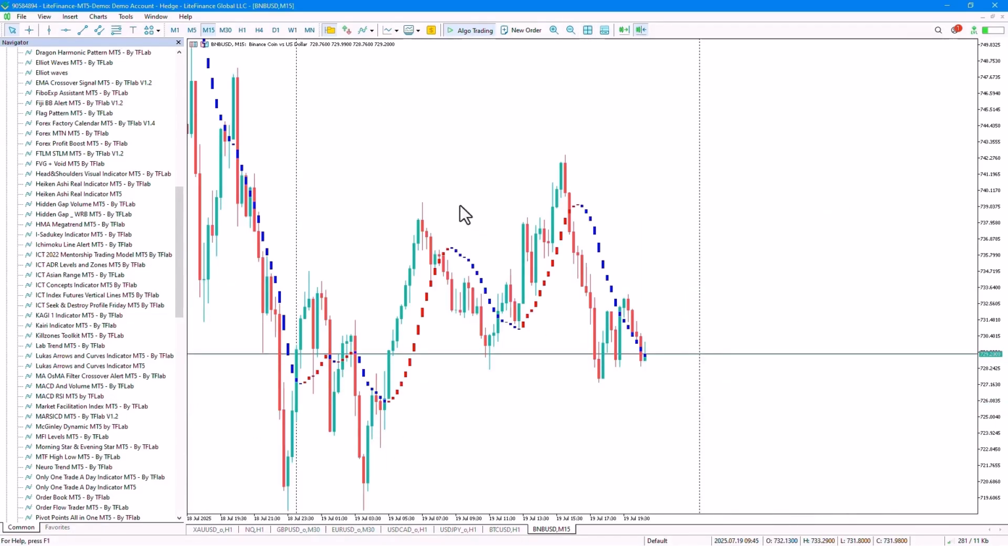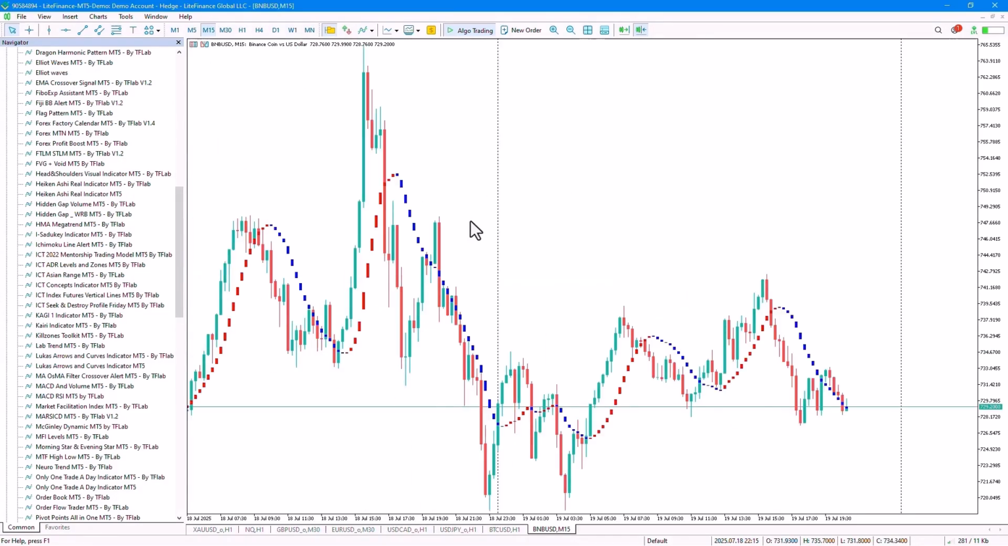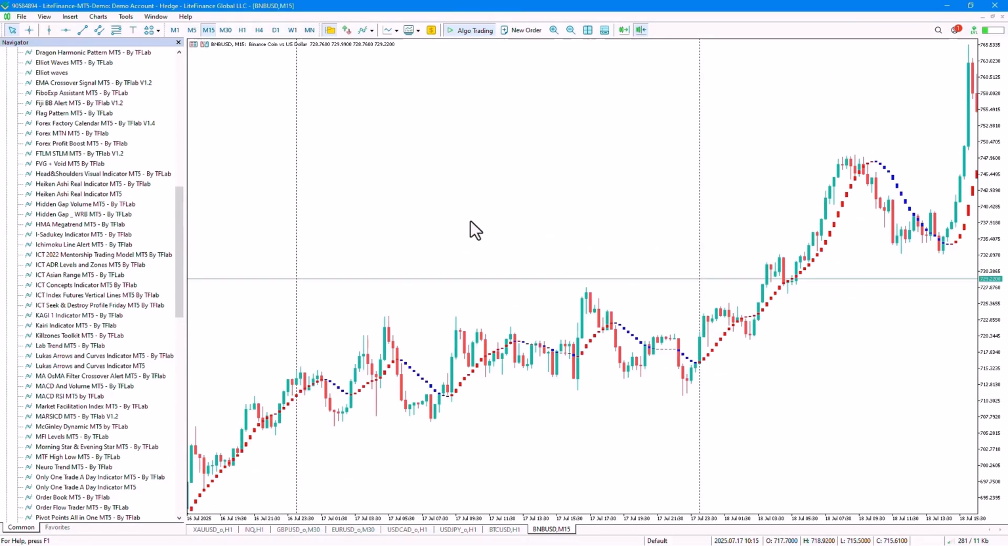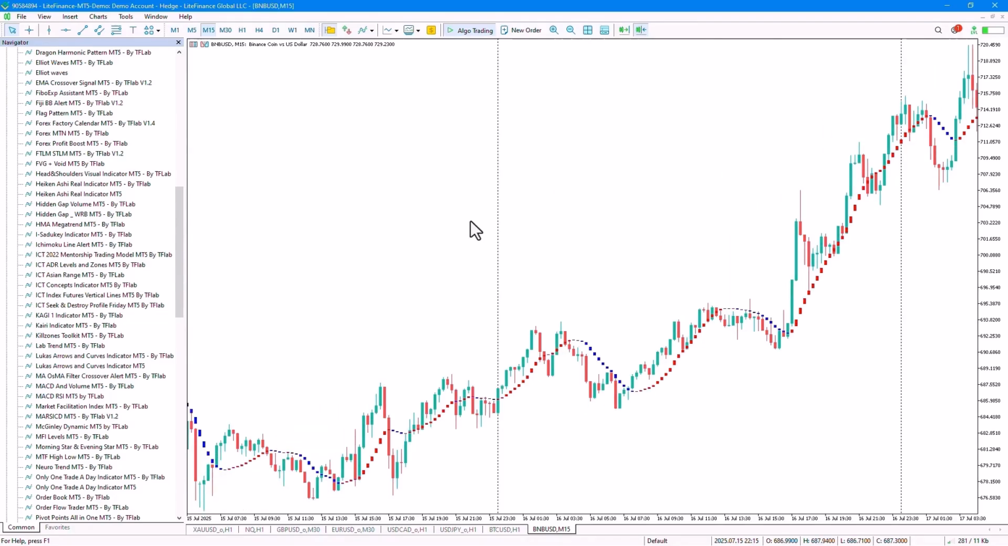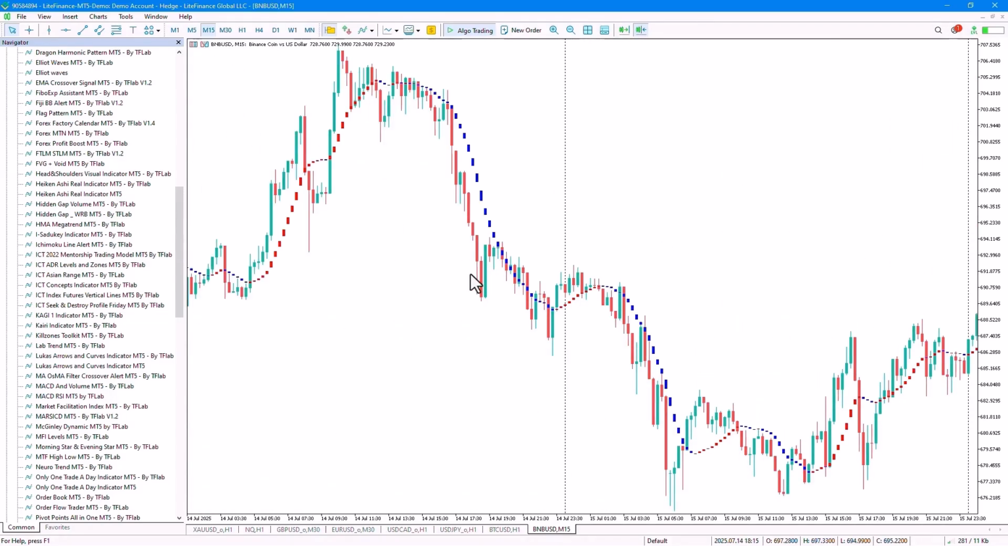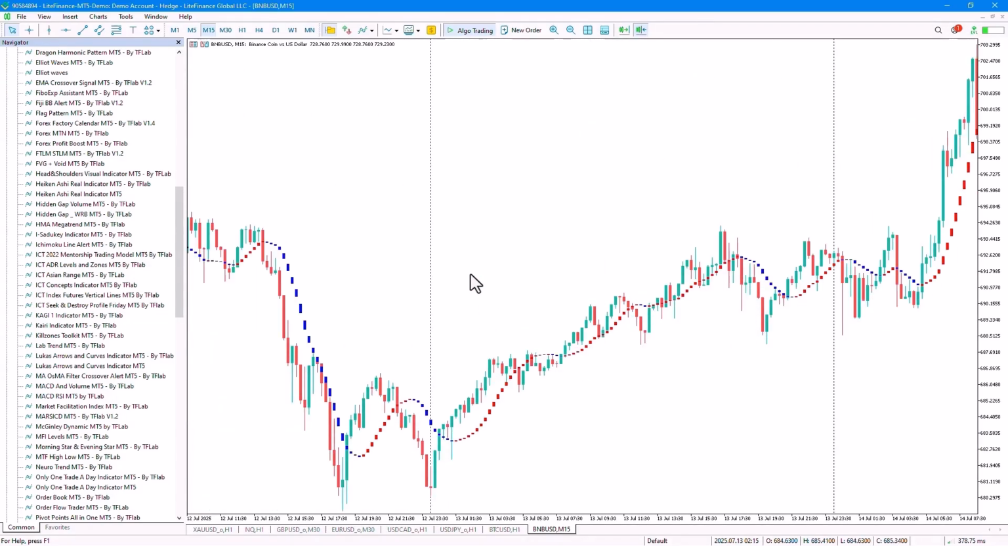This indicator doesn't have any settings and performs its calculations digitally. No matter which chart you place it on, it will identify and display the trends based on that specific chart.